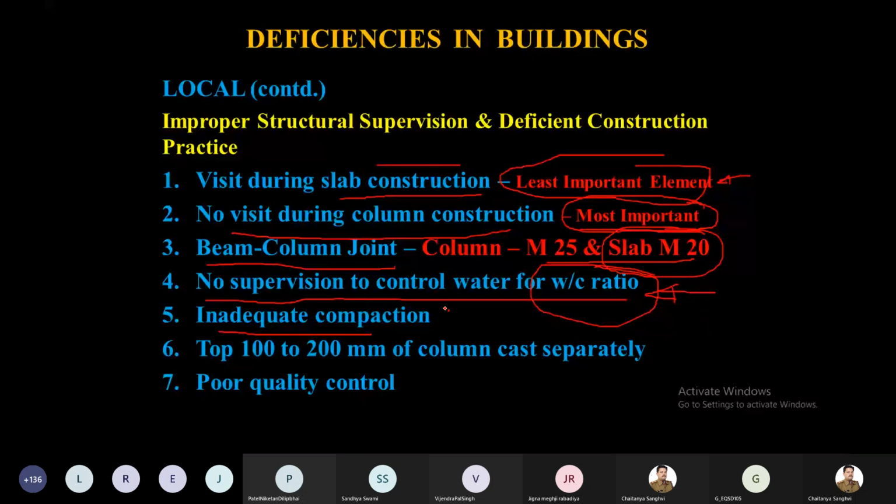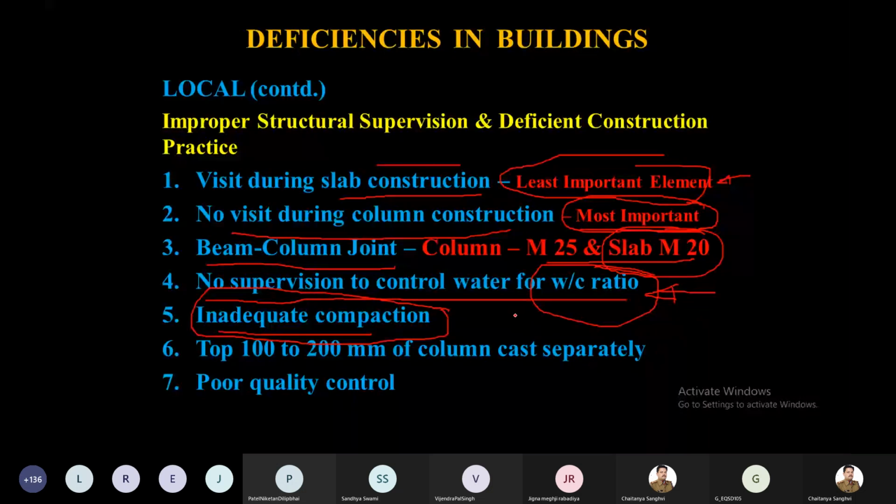So that is one problem, that we are pouring the concrete at 8 feet height, and at the same time you are not able to do the compaction. So what you do, you take the hammer and tap the formwork, and in this way you are compacting concrete, which is an improper thing, right? So inadequate compaction is another case.